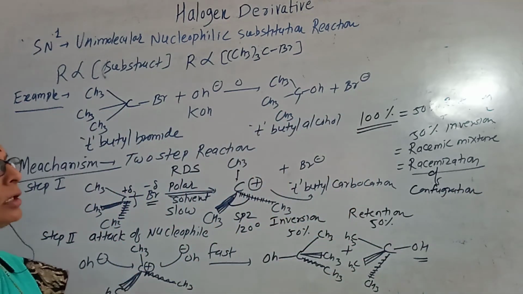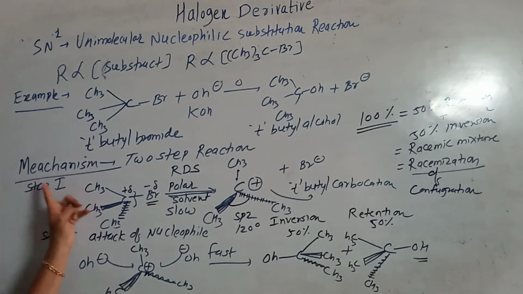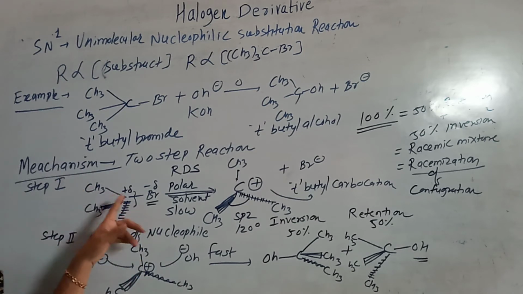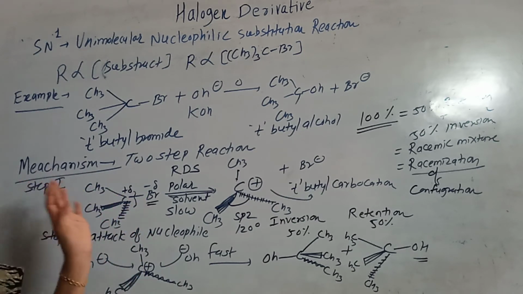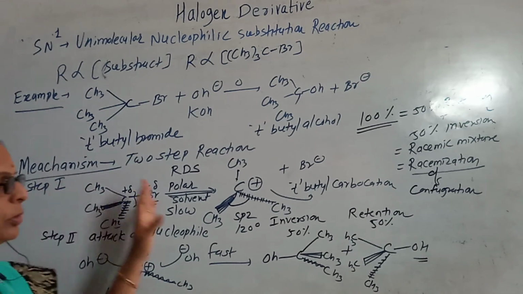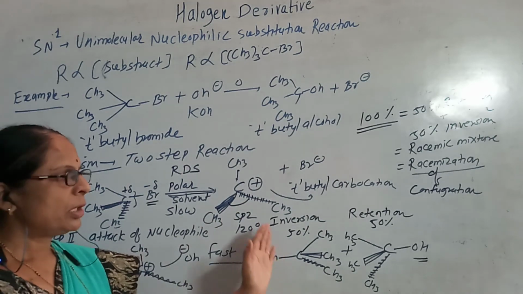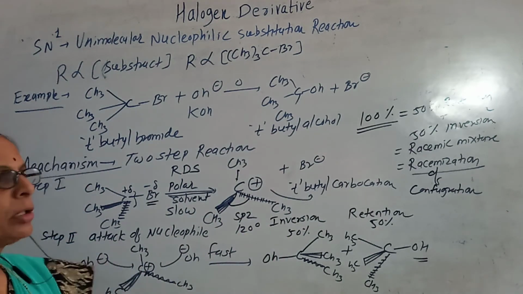So what are the important characteristics of the transition state? First, it is a two-step reaction. Second, the first step is the RDS, where the formation of the tertiary butyl carbocation occurs by heterolysis of the C-Br bond. The second step is the attack of the nucleophile. As a result of the attack of the nucleophile, you get 50% product with inversion of configuration and 50% product with retention of configuration.